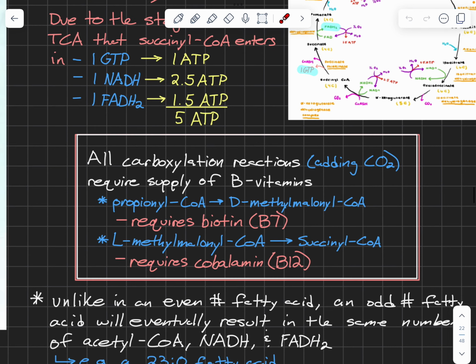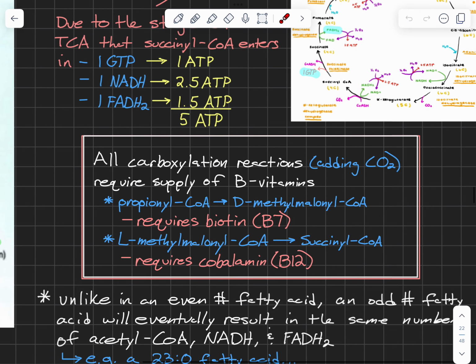B vitamins. I say memorize, lock these in right here. All carboxylation reactions, or adding of CO2, require the help of B vitamins. So propionyl-CoA changing forms into methylmalonyl-CoA requires biotin or B7. Then L-methylmalonyl-CoA to progress into succinyl-CoA will require the help of cobalamin or vitamin B12.